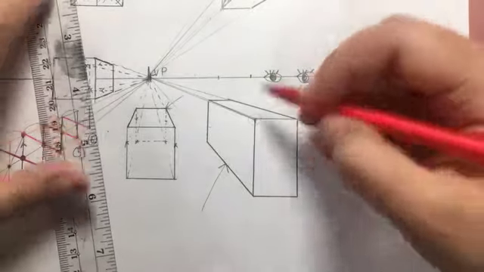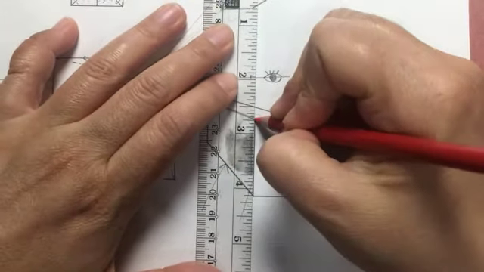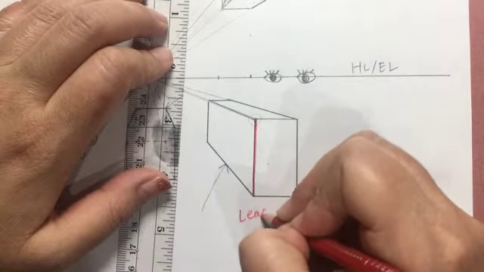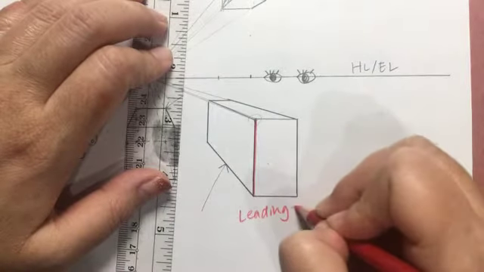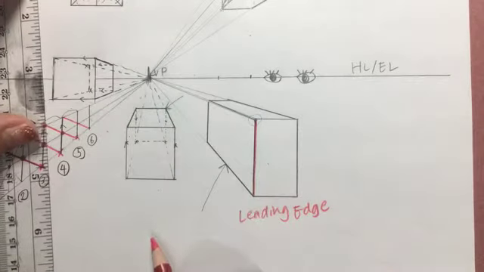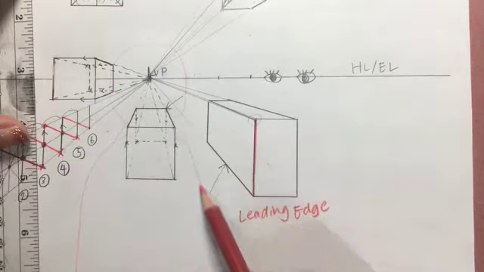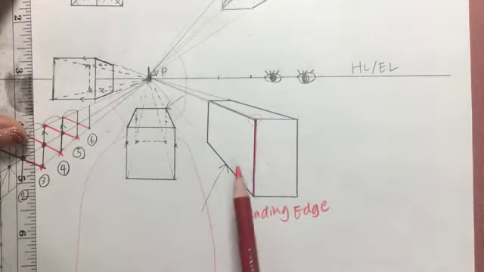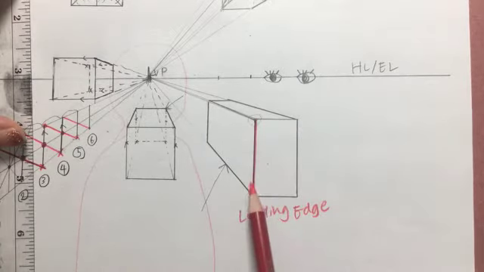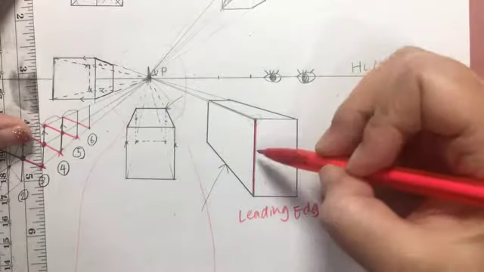So how do I do that? Use this edge. We call it the leading edge. This is the vertical that's closest to me. Remember, I'm standing here, right? This is the vanishing point. I'm standing right here, so this is very close. In this box, this is the closest edge to me, right? Okay, now use this leading edge.